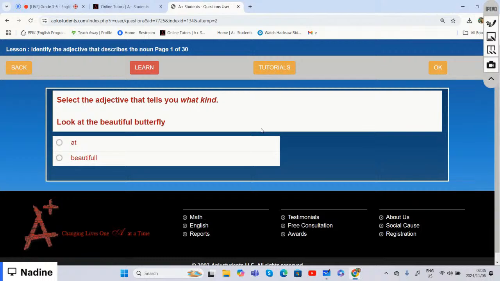All right, so now it says, look at the beautiful butterfly. We need to select the adjective that tells us what kind of butterfly. Is it option one, at, or option two, beautiful?